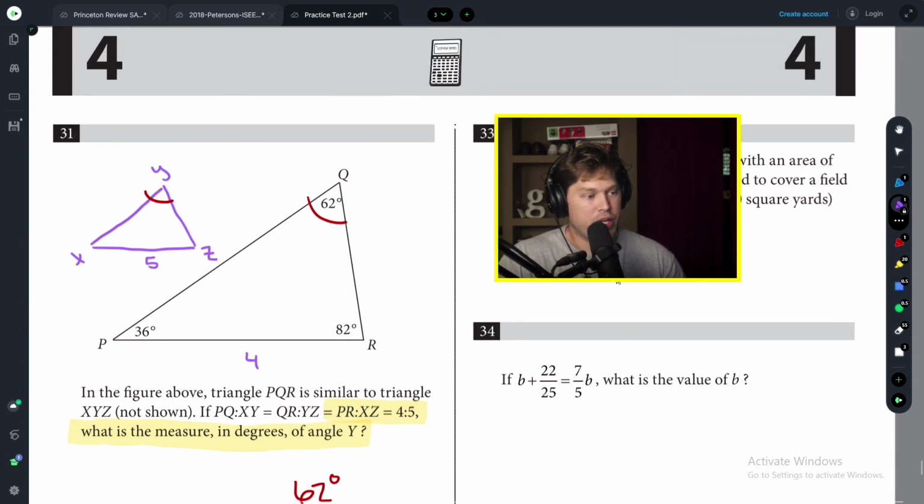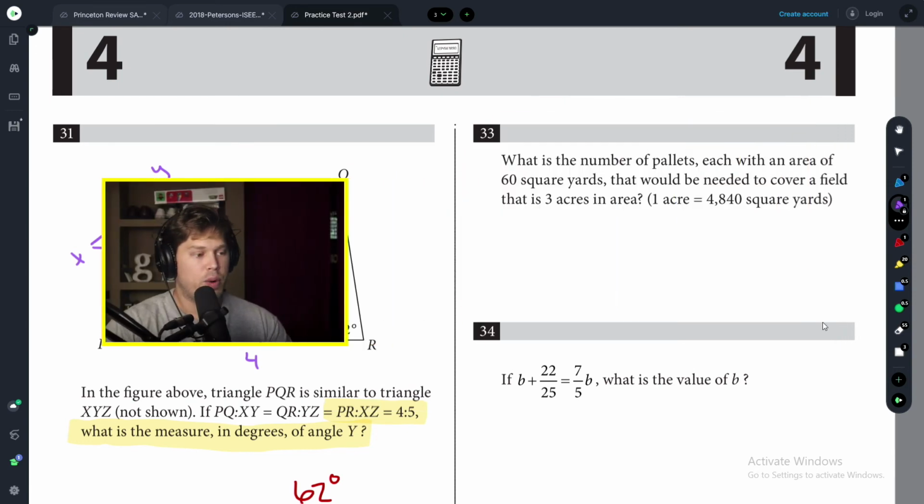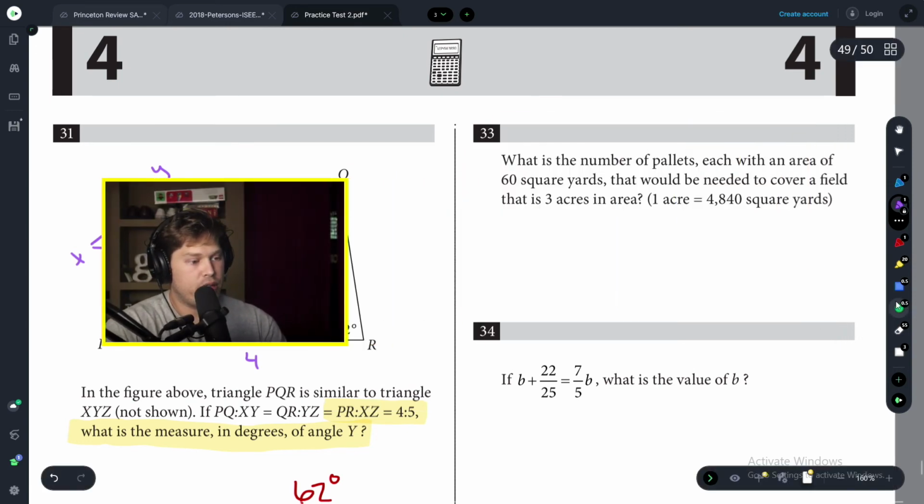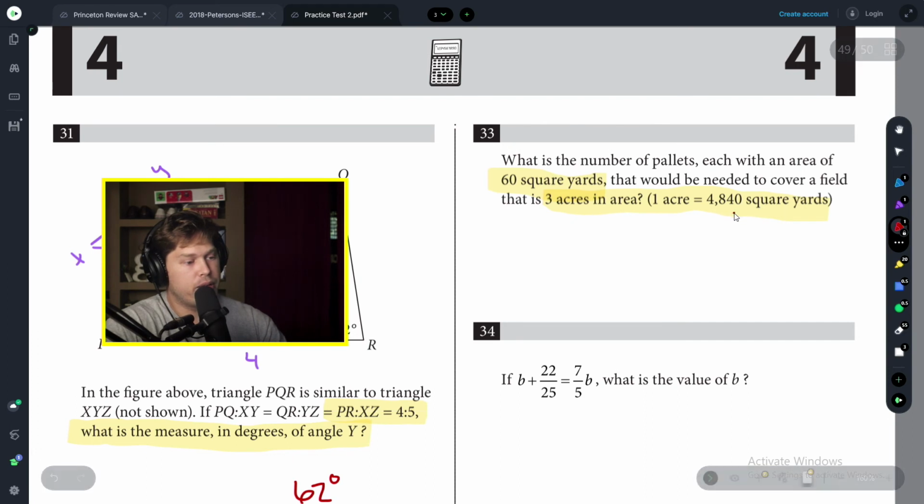Number 33. What is the number of, oops, you guys can't see it. What is the number of pallets, each with an area of 60 square yards, that would be needed to cover a field that is 3 acres in area, given that 1 acre is 4840 square yards? Okay. Well, firstly, we need to multiply 4840 by 3 to know how many square yards is 3 acres.